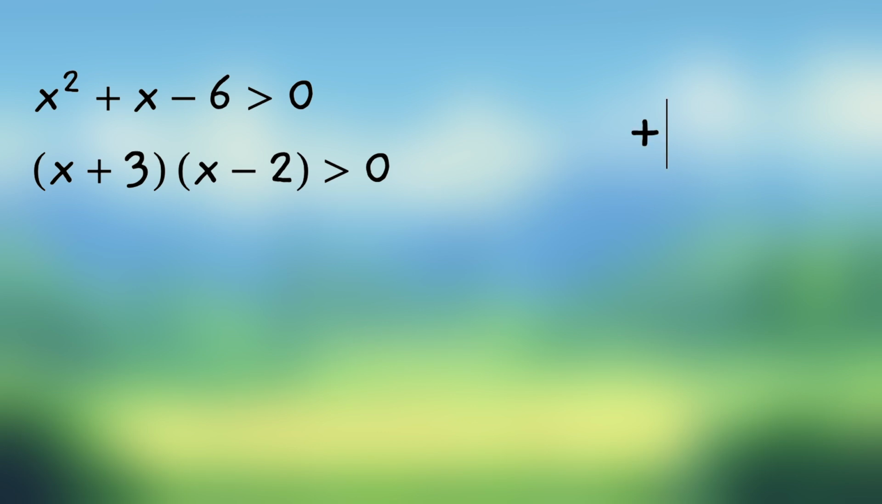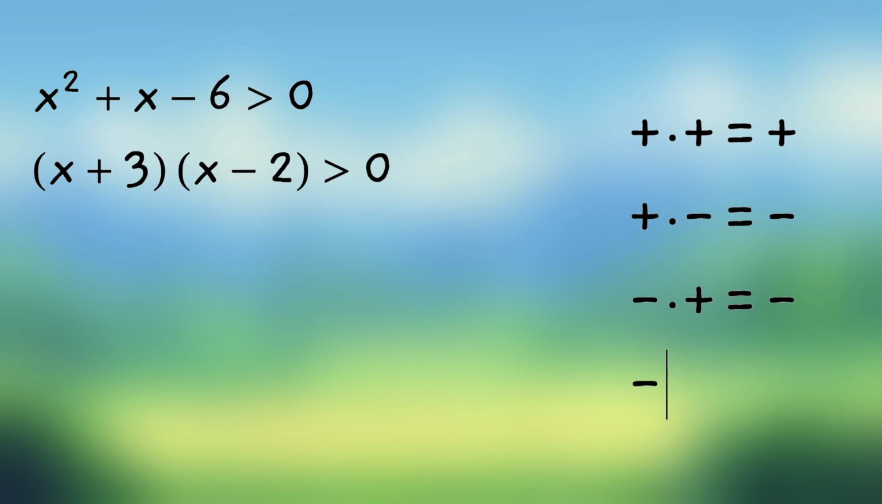Remember that if you take a positive number and multiply it by a positive number, you get a positive number. If you take and multiply a positive number by a negative number, you get a negative. If you take a negative and multiply it by a positive, you also get a negative.